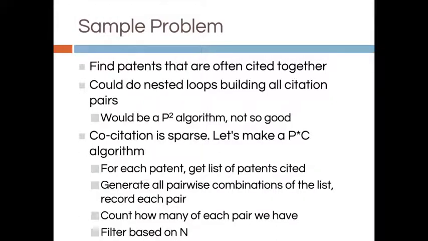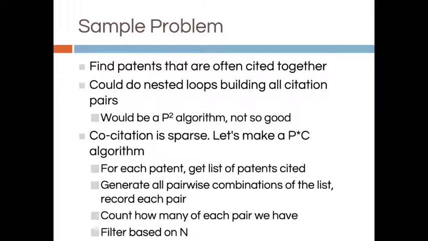So our sample problem has a giant database of patents, and we are interested in finding patents that are often cited together. Okay, so how this works is there is a patent, and on the very bottom of it, it cites a whole list of other patents. So we're interested in patents that are cited together. This tells us that they are similar to each other. So we're looking for similarity in patents that are cited together.